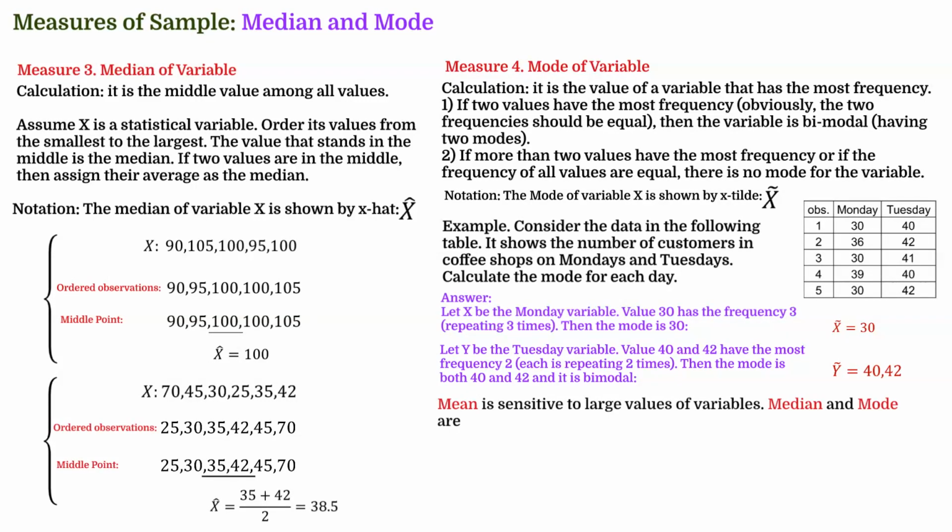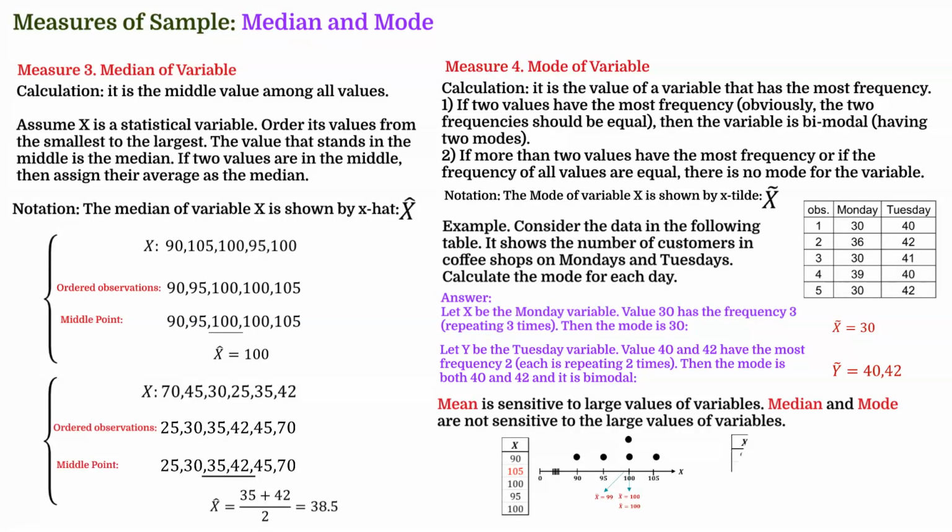Mean is sensitive to large values of variable. Median and mode are not sensitive to the large values of variable. Here's the example, x is 90, 100, 105, 100, 95, and 100. As you can see in this figure, x bar is 98, x hat and x tilde are 100. If I change 105 to 205, then x hat and x tilde will remain the same, but x bar will increase to 118. So mean is sensitive to large values, but median and mode are not.